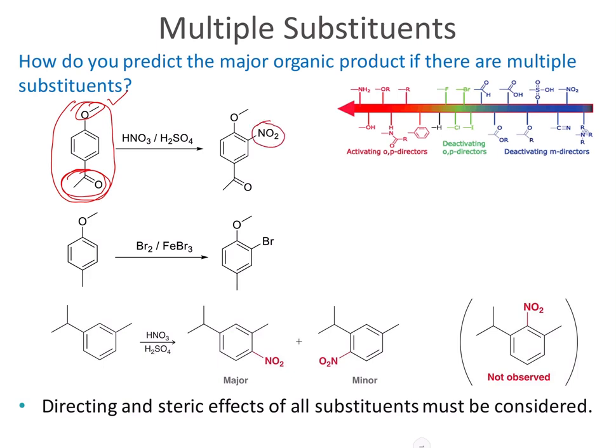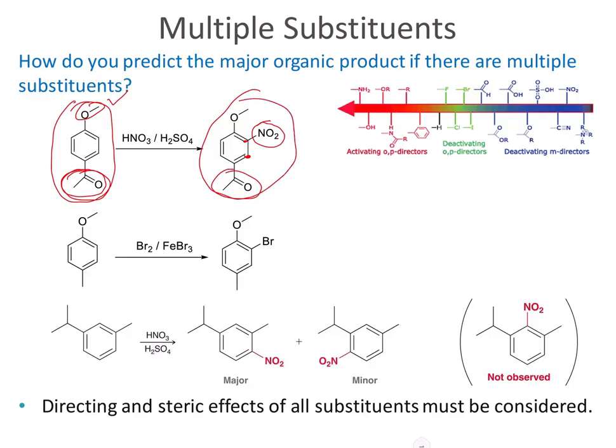Okay? So the more reactive one, or the one that is more activating, is going to influence where the incoming group is going to be installed. But it also happens that the electron withdrawing group prefers to have the incoming group installed in the meta position. So this is ortho for the electron withdrawing group. This is meta. So in other words, both of them are happy because they have directed the incoming group to the right position.